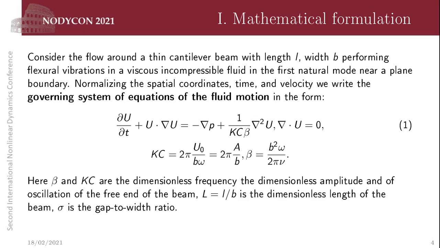Here beta and Kc are the dimensionless frequency and the amplitude of oscillations. L is the dimensionless length of the beam. Sigma is the ratio of the gap distance between the plane boundary and the beam to the width of the beam.